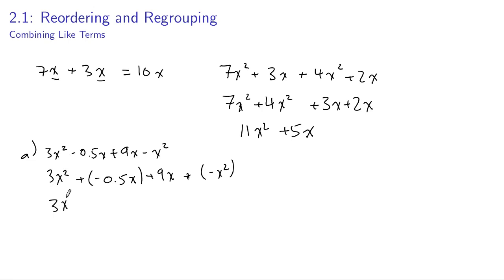Now we can reorder. 3x squared plus negative x squared plus negative 0.5x plus 9x. So now we have like terms. We can add the coefficients, 3 and negative 1. Adding those coefficients gives us 2. Negative 0.5 and 9. Adding those gives us 8.5. 8.5x.